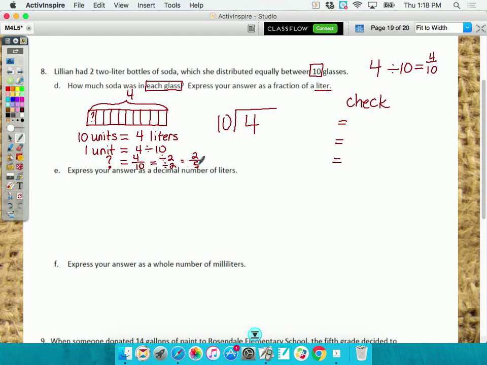Okay? All right, so now the standard algorithm. That seems pretty simple today, doesn't it? Okay, how many times does 10 go into 4? 0. Now, this morning I had some students who wrote the answer like this.